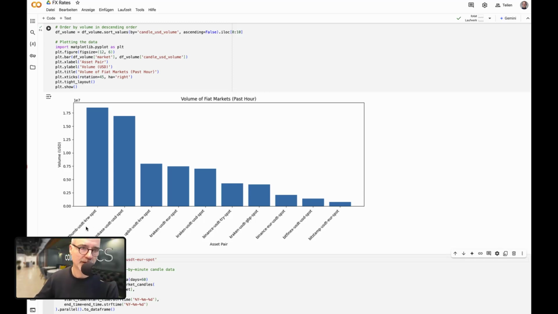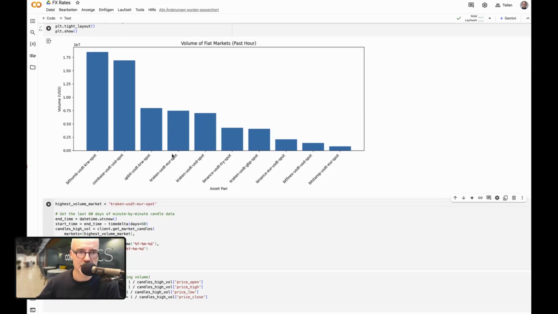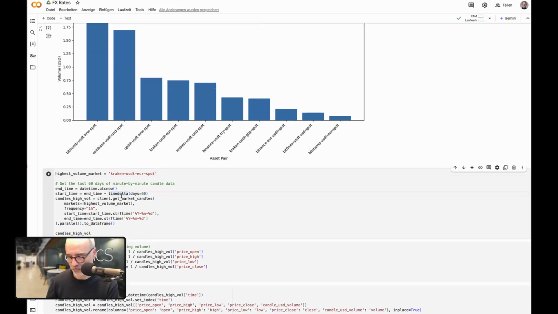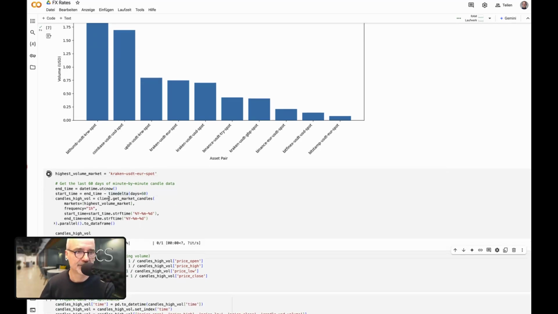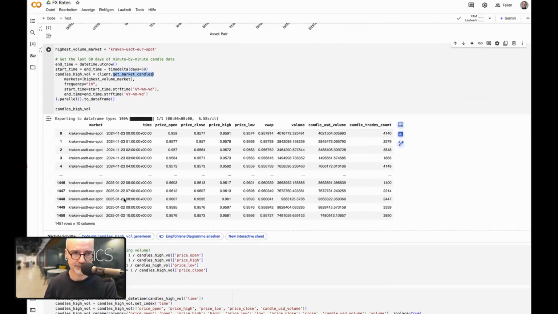And here in the chart, we can see that the biggest volume is on the USDT against the Korean won. And then we have one where USDT is traded against USD, and then we have USDT against Korean won and USDT against euro. So for the purposes of my demo today, that's the one that I want to use, Kraken USDT euro spot. So let's use the get market candles function to obtain 60 days worth of trading data.